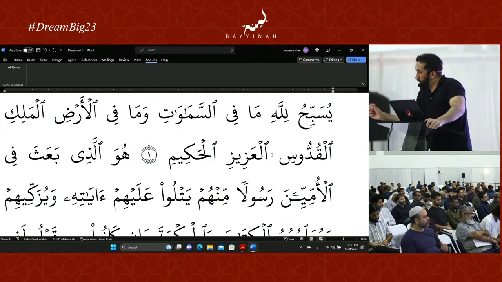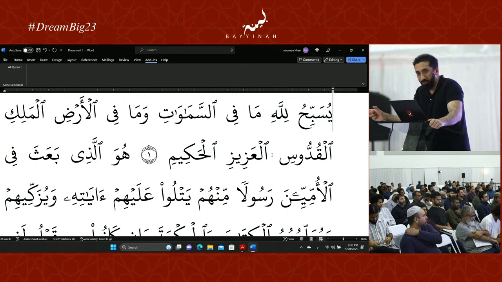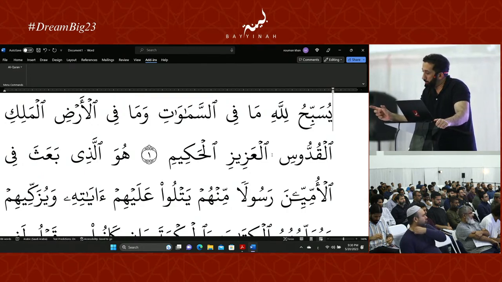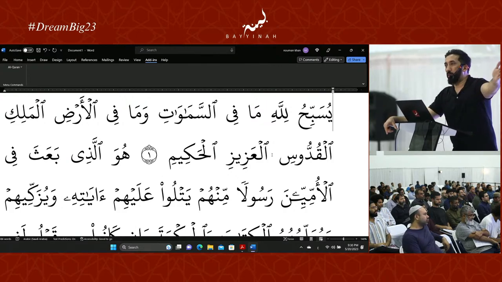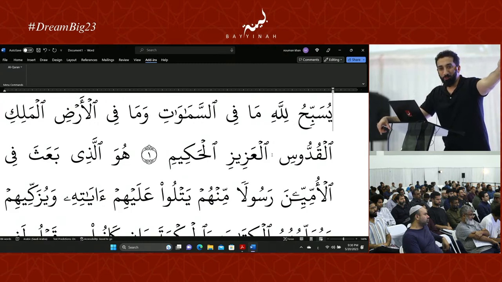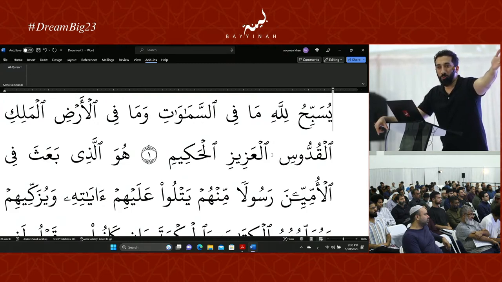You have a small window of opportunity, these few breaths that you have in this life, to become part of this tasbih, to become part of declaring God's perfection. And if you don't, well, the universe is already at work and it is not in need of you. There's much bigger than you that is already doing Allah's tasbih.